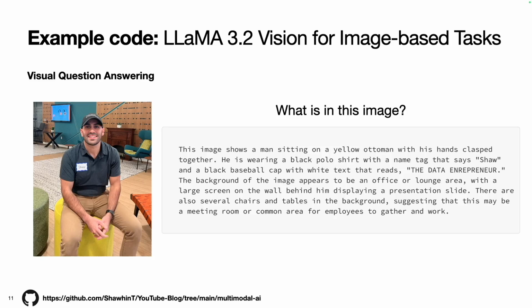So I would say for the most part, it does a pretty good job. My polo is actually more of a gray than a black, but I guess that's pretty close. It spelled entrepreneurs wrong, but it's actually pretty amazing that it was able to read that. I can't really read that from this angle. This is indeed a lounge area behind me in a co-working space. So it does a pretty good job just from this image without any additional context.